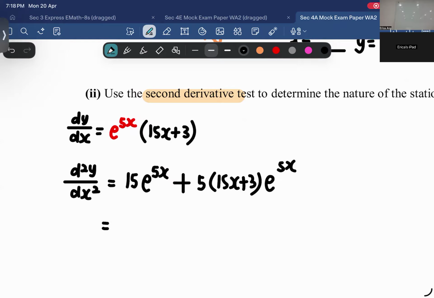Okay, yes. Okay, don't take out 15, just take out e power. Oh, you're expanding underneath. Just straight away take out e power 5x, okay? Then cancel. Yeah, big bracket. Big bracket. Yes, then cancel. You factorize the silent mistake. This is already second derivative. Second derivative means differentiate this. Right, so you're done.